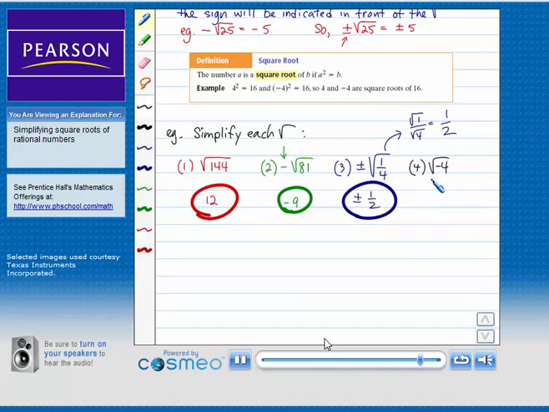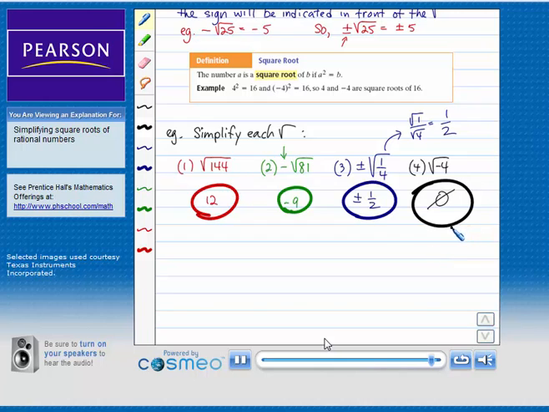And last but not least, number 4, the square root of negative 4. Well, you can try as long as you like to find any number that multiplied by itself will give you a negative number, and you will never be able to. The square root of a negative number doesn't exist, so for this one I can just say does not exist, or I can use the empty set symbol to show that there is no solution.